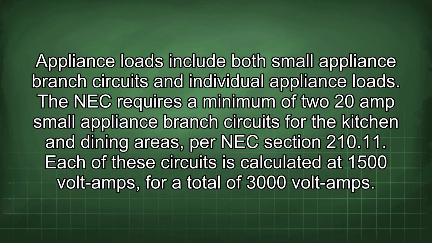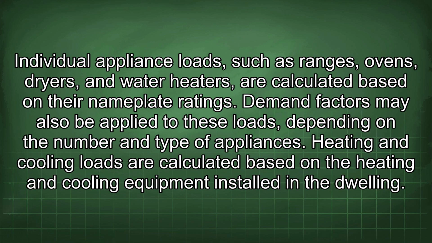Appliance loads include both small appliance branch circuits and individual appliance loads. The NEC requires a minimum of two 20 amp small appliance branch circuits for the kitchen and dining areas per NEC section 210.11. Each of these circuits is calculated at 1500 volt-amps for a total of 3000 volt-amps. Individual appliance loads, such as ranges, ovens, dryers, and water heaters, are calculated based on their nameplate ratings. Demand factors may also be applied to these loads depending on the number and type of appliances.